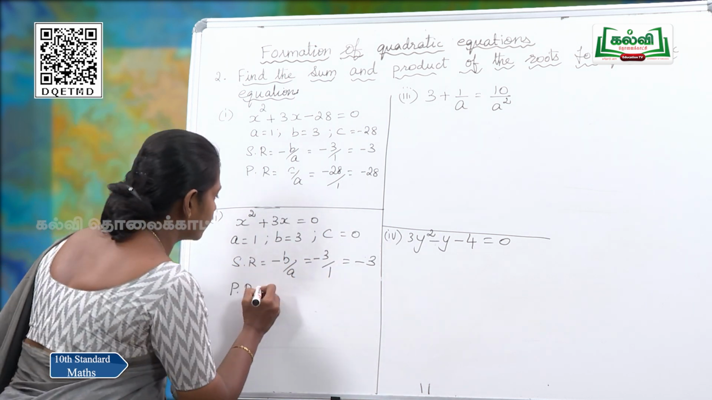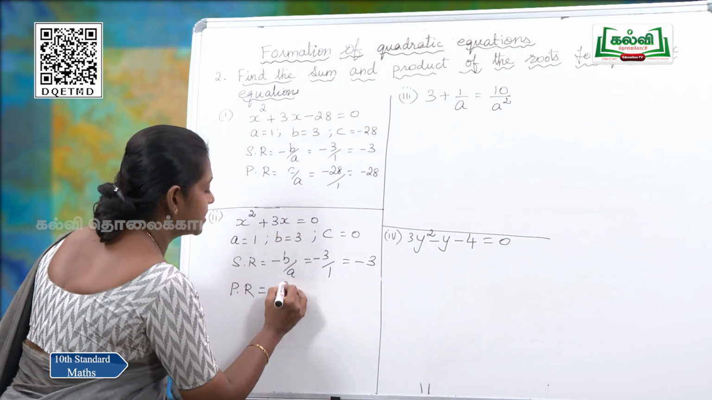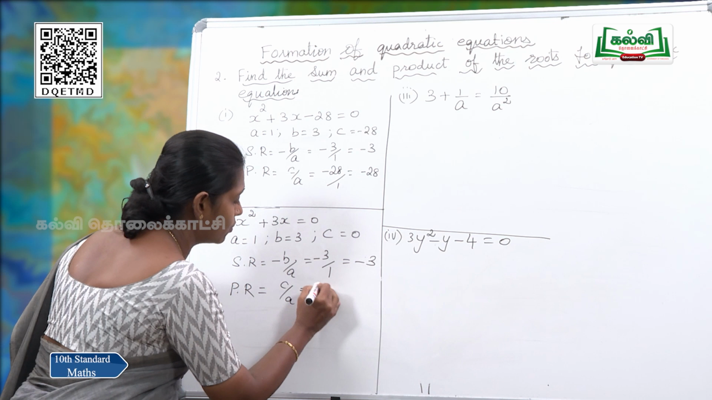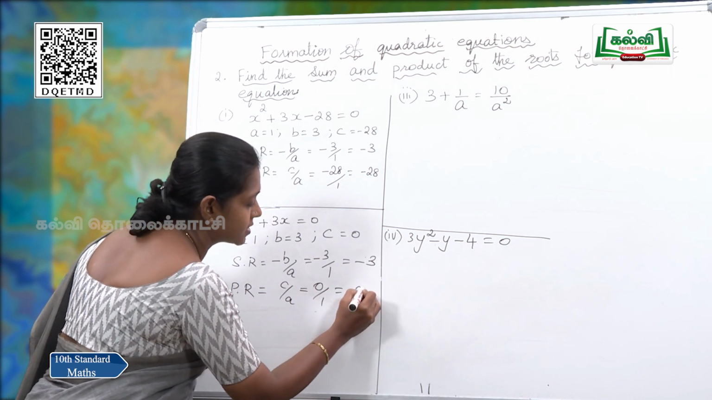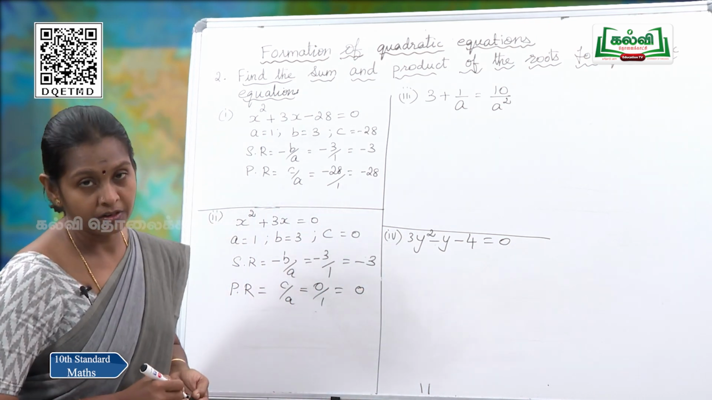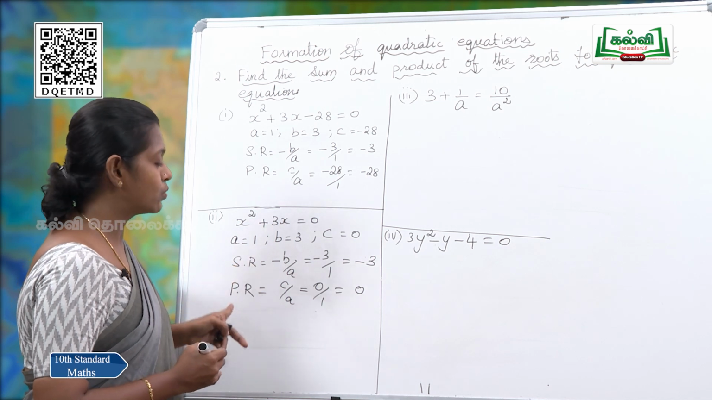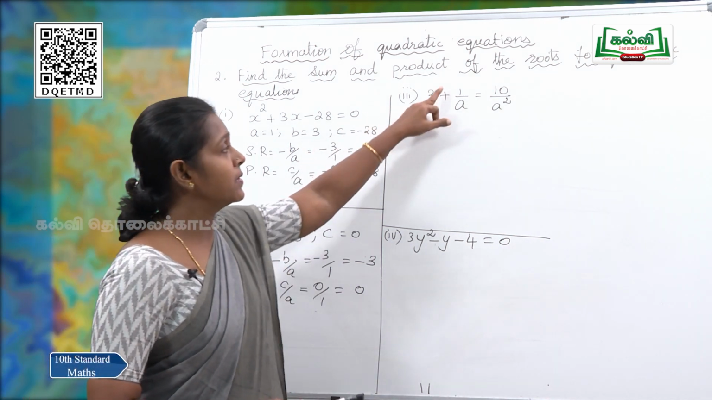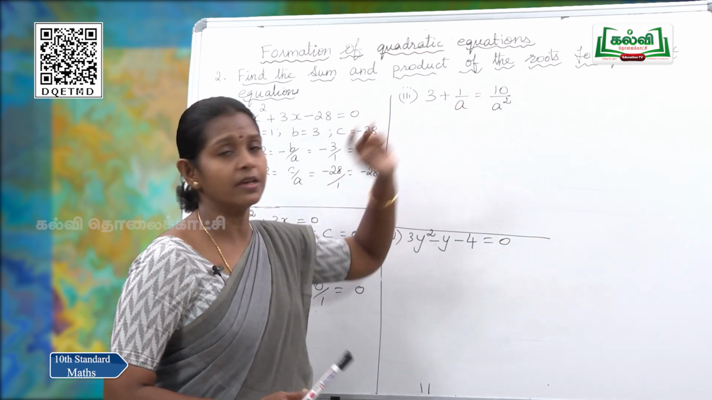Next, product of the roots: C by A. C is 0 by 1, it's nothing but 0. So it's very simple, right. So you got the sum of the roots and the product of the roots for this question. The next question is 3 plus 1 by A equal to 10 by A squared.